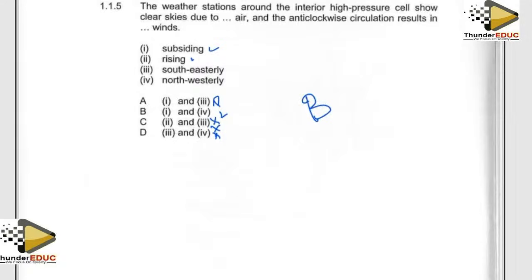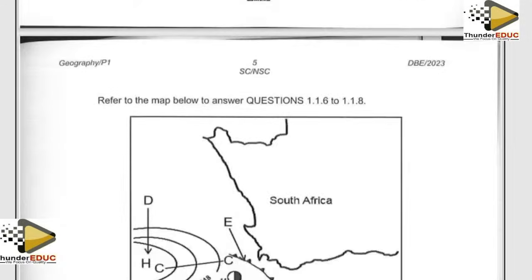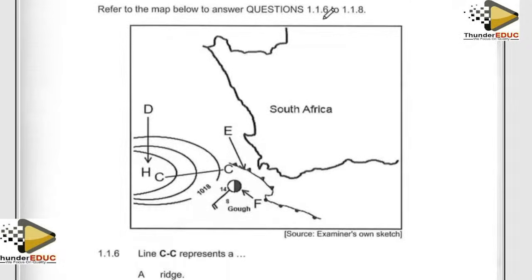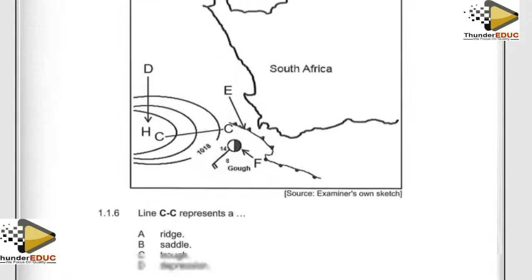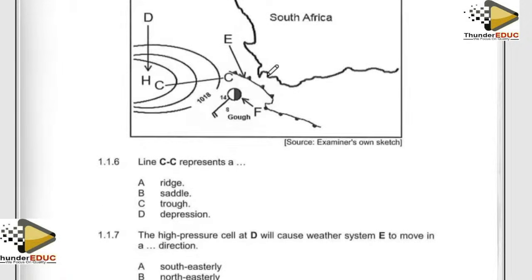We have a diagram here that we are going to use to answer 1.16 and 1.18. We are looking at the map of South Africa. We have the low pressure system here, which is the cyclone, and the anticyclone on the other side. The first question is about this feature. You can see it's a high pressure. Because this is a high pressure, an elongated high pressure is a ridge. So the answer is A.